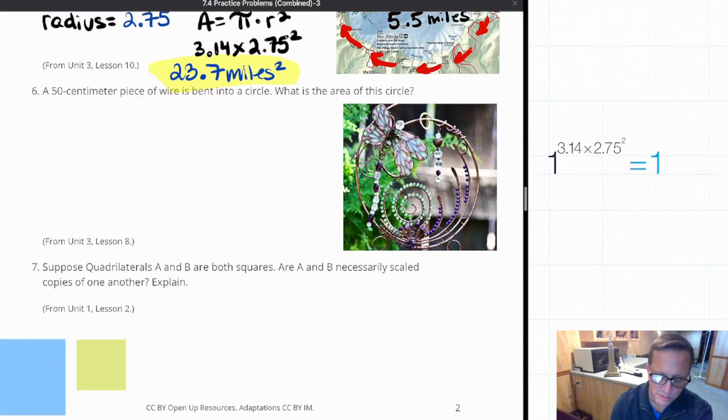Now this is obviously not exactly a circle in the picture, but imagine it is. This 50 centimeter piece of wire is basically describing the perimeter of it, which is the circumference. Okay, and this is one of those really fun questions where when you have circumference, you can pretty much figure out anything. Once you have circumference, you can figure out diameter.